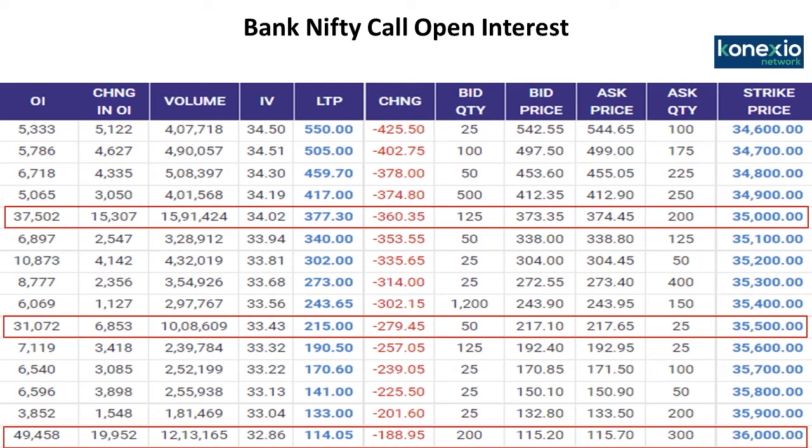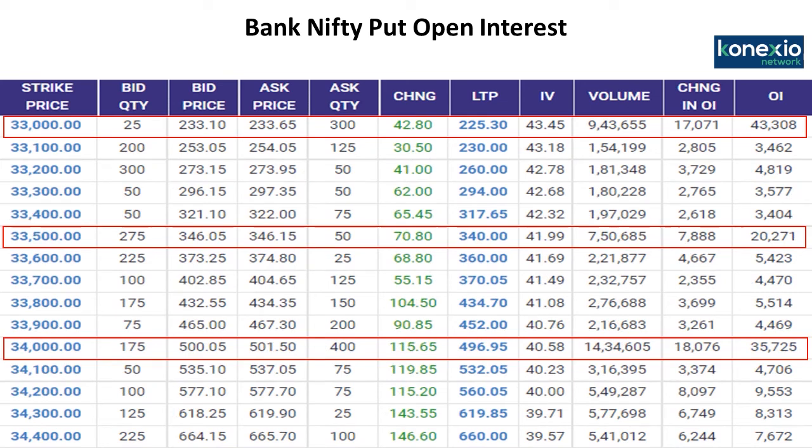Now let us see what we have observed in Bank Nifty puts. In Bank Nifty puts, you will see on the screen the action was seen in 34,000 puts and 33,500 puts and 33,000 puts. Now here there has been the rise in the open interest. The option premiums are rising. The implied volatility is shooting up. It is just between 40.5 to 43.45.